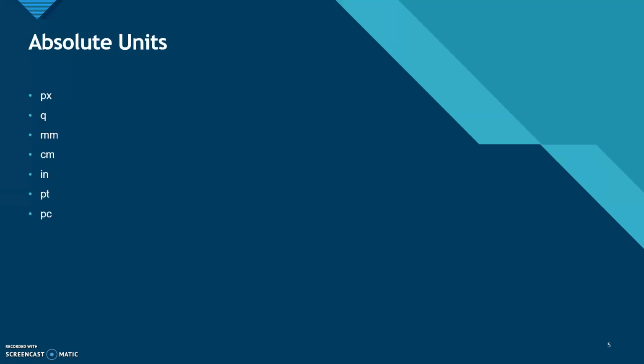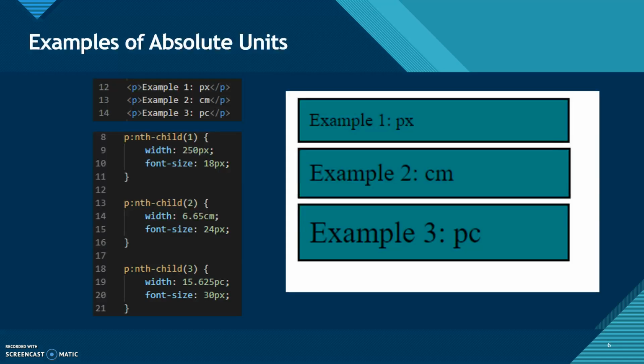The Q stands for a quarter millimeter. And then we have millimeter, centimeter, inches, point, and pica. Pica is 16 points on a computer. That's just what it's called, but those are absolute units, meaning that they do not change with the font size or the resolution of the computer, the size of the screen, anything like that. They will always look the same.